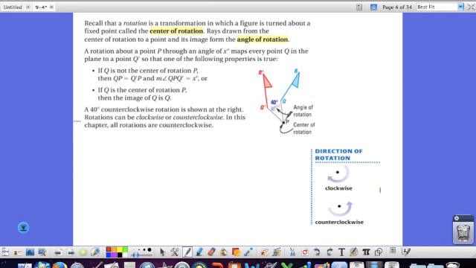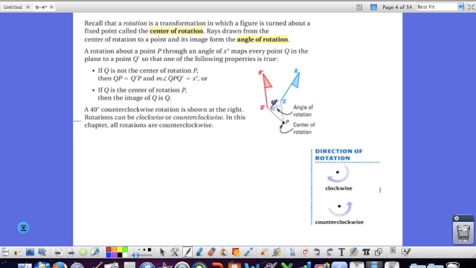If Q is the center of rotation, then the image of Q is still Q. So if Q is the center of rotation, Q doesn't change. If Q is not the center of rotation, you can actually draw a ray from the original Q to the point of rotation, and the new Q to the point of rotation, and that would be 40 degrees. A 40-degree counterclockwise rotation is shown as the white on the right.